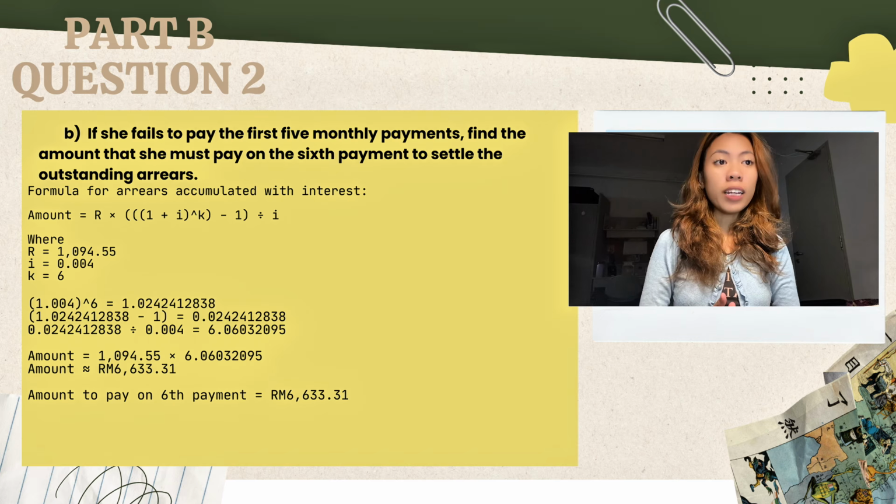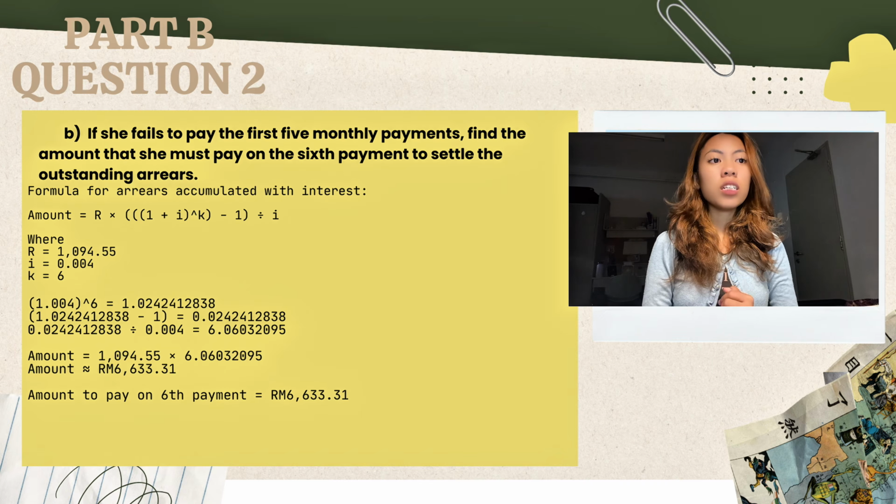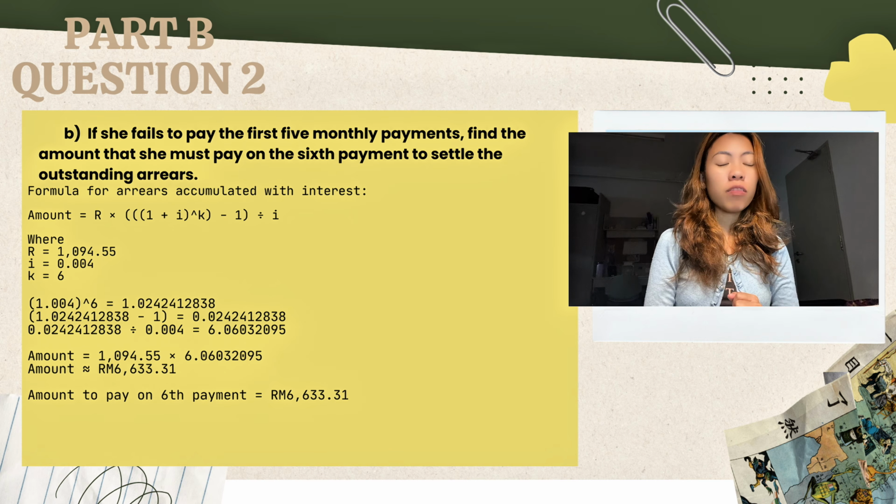To calculate how much she must pay in the 6th month to settle arrears plus interest, we use the arrears formula, substituting the monthly installment R equals 1,094.55 ringgit, the monthly interest rate I equals 0.005004, and the number of months K equals 6. So the formula gives a factor of 6.06032095.